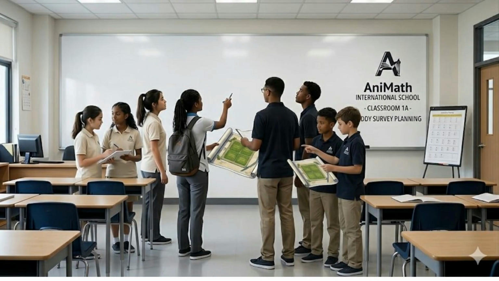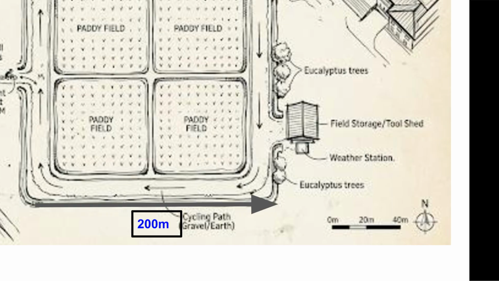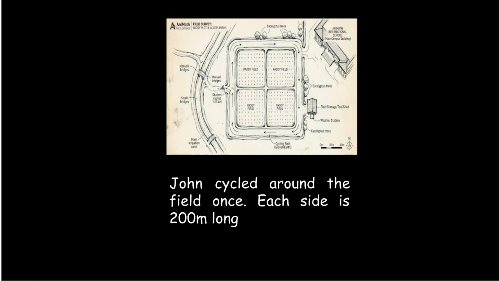The students are in the classroom, discussing the paddy field survey planning and looking at the map. This magnified view of the map highlights the 200 meters length of one side of the square-shaped field. John cycled around the field once. Since the field is square, each of the 4 sides is 200 meters long.